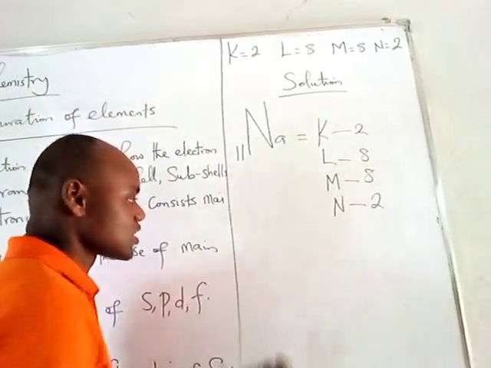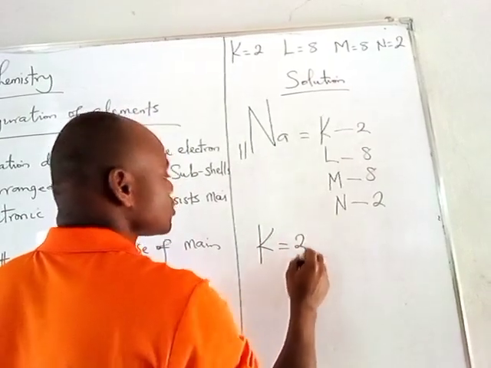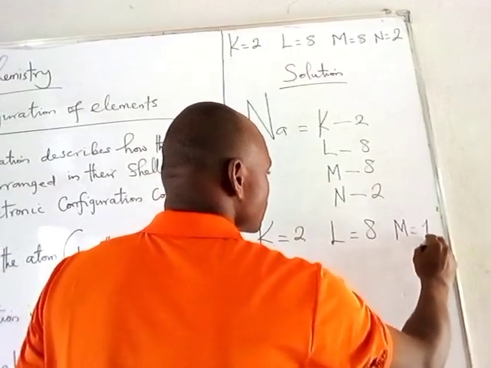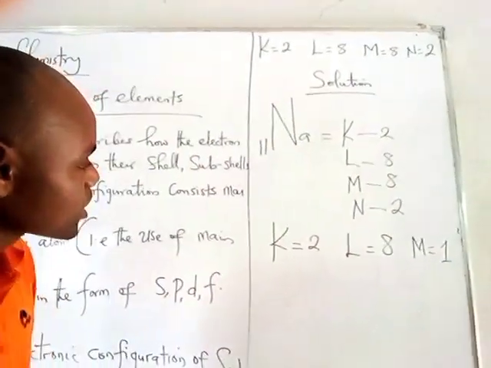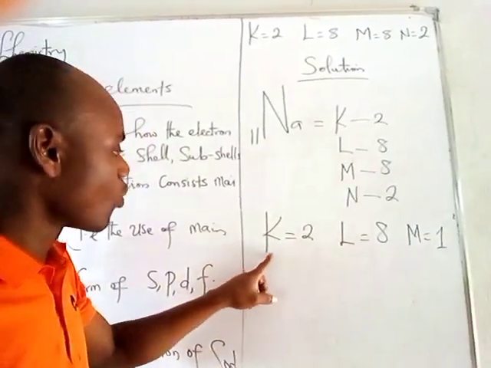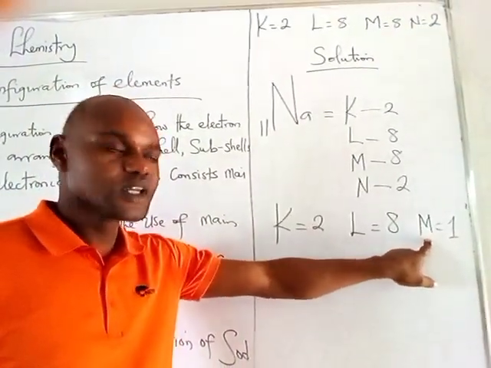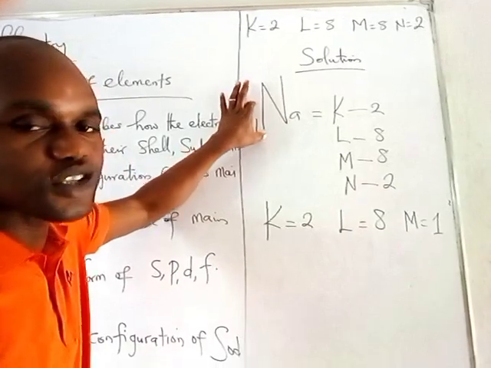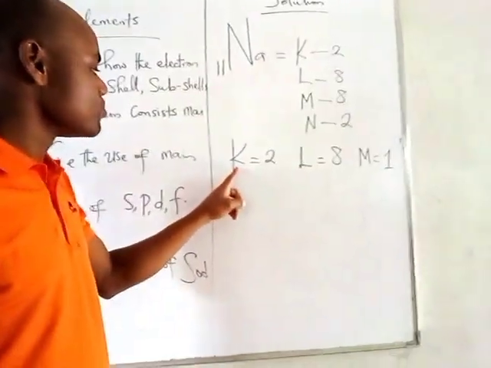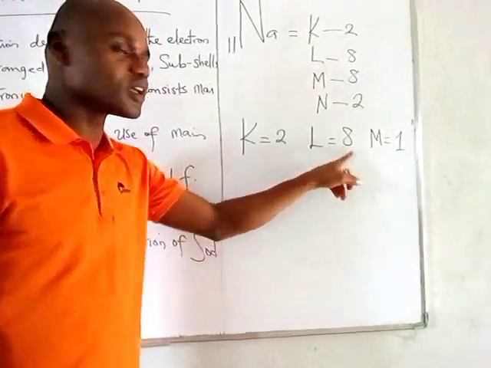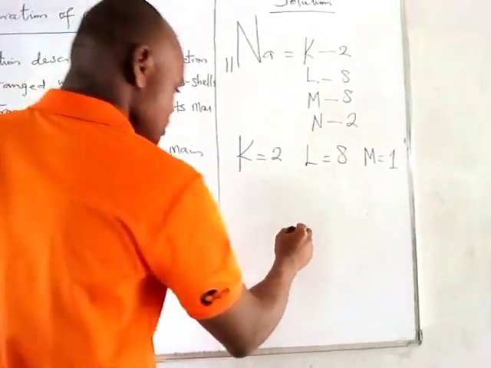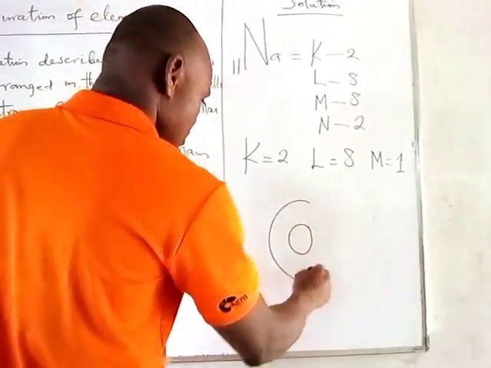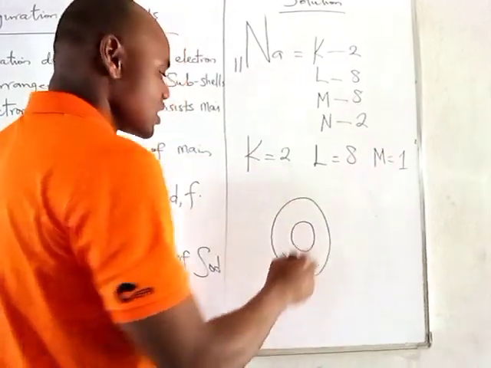In that case, we'll now write it out like this. K shell is 2, L shell is 8, and the M shell is equal to 1. Now when we check the number of shells that we have here, we have 1, 2, 3. The reason why I'm saying this is we want to draw the structure of this atom. Now we are going to make use of these 3 main shells, 1, 2, 3, which is K, L, M. Now we start with the first shell. This is the K shell, followed by the L shell, then finally followed by the M shell.